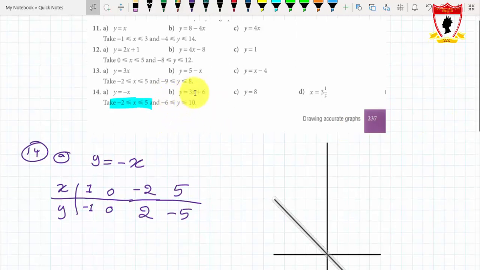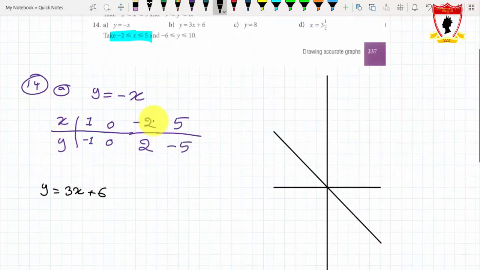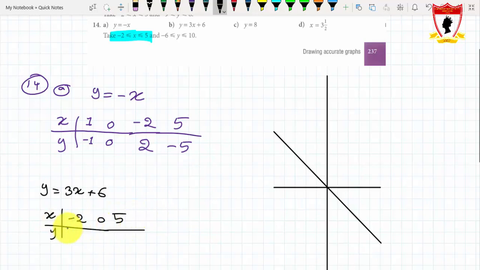Second equation, y is equal to 3x plus 6. The second equation in question 14 is y equals 3x plus 6. To draw the graph of this equation, we need a table for x and y values, and the x values should be between -2 and 5. The -2, 0, 5. 3 values of x are enough. Then we need to work out 3 values of y. For each x, 1 value of y.